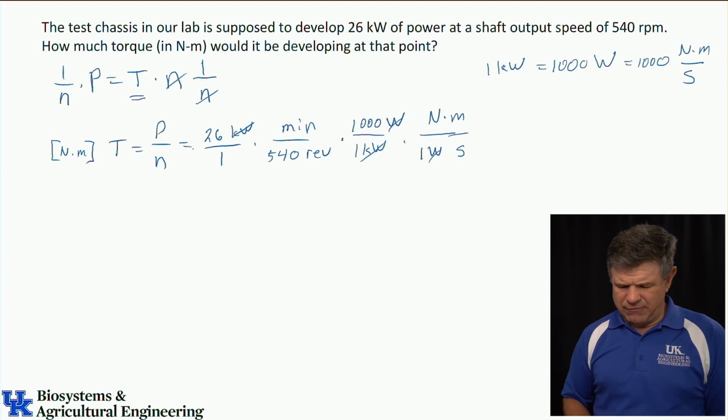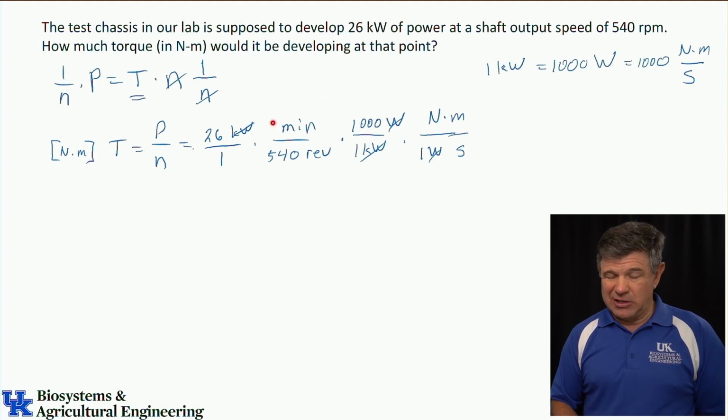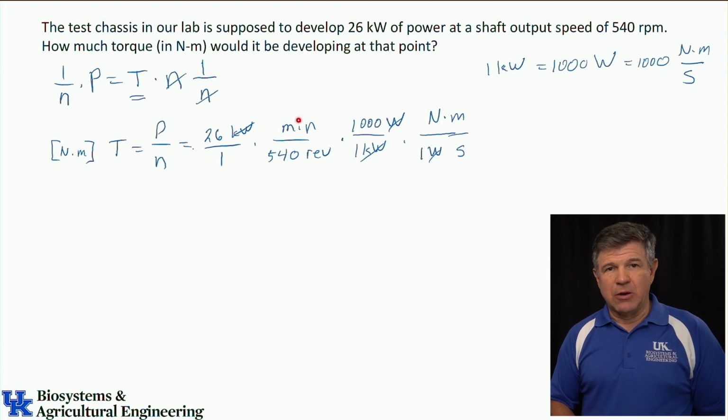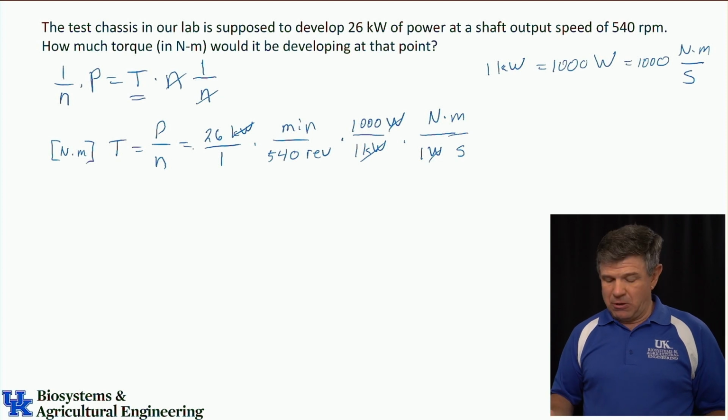So what do I have left up there? Let's look at this. In the numerator, I have a minute up here that I've got to do something with and get rid of. I have my Newton meters. That's what I want. So what do I have in the bottom? I have a revolution in a second. Okay, so look at this. I have a second down here and a minute up here. If I can convert seconds to minutes or a minute to a second, then I can get rid of those two.